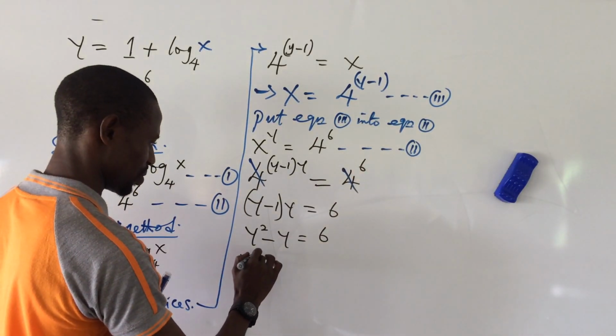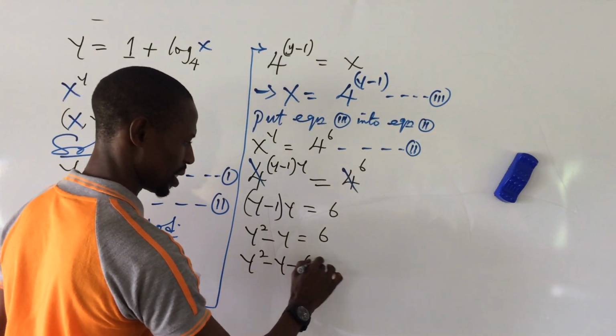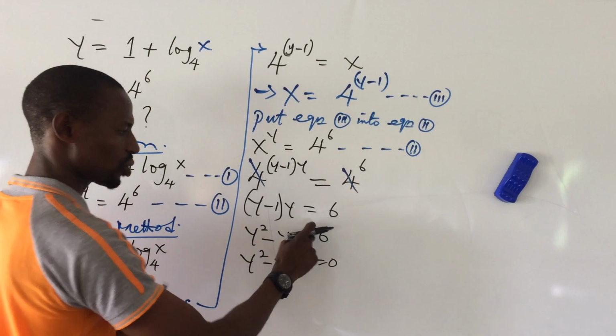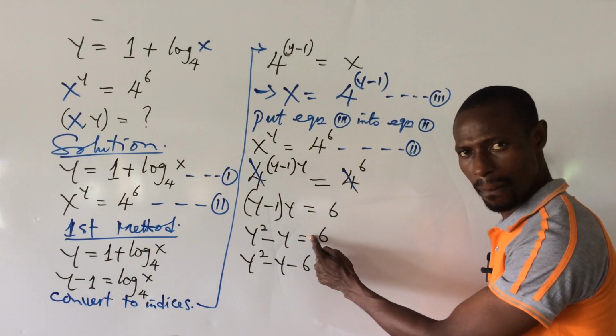This will automatically give us y squared minus y minus 6 equal to 0. The reason we turn the 6 to minus on the left hand side is because we have invisible plus signs here.